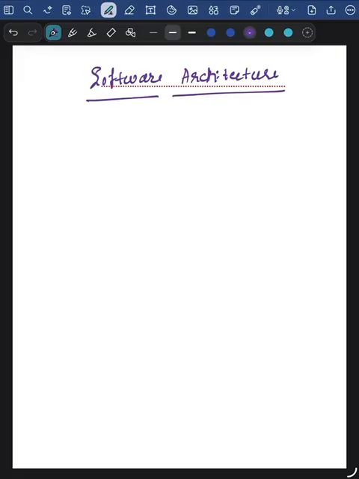Monolithic architecture. Okay. So, what is monolithic architecture? It is a single deployable unit, everything combined in one module. Okay. All the submodules stay together. All the components are deployed as one model.